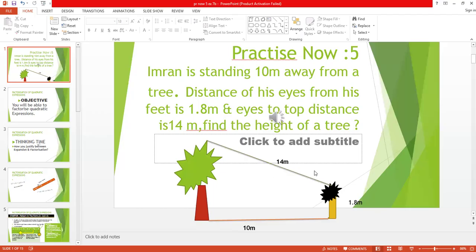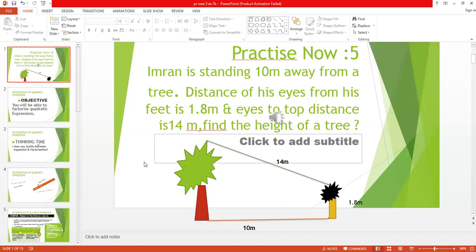And eyes to top. From his eyes to the top of that tree, that distance is 14 meter. I think now that diagram is clear to all of you. And what we have to find? We have to find the height of a tree. They gave us the distance between tree and Imran is 10 meter, the distance between his eyes and his feet is 1.8 meter, and the distance between the top of the tree and his eyes is 14 meter.